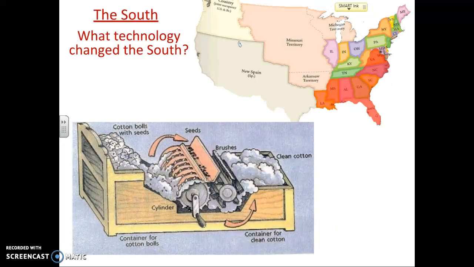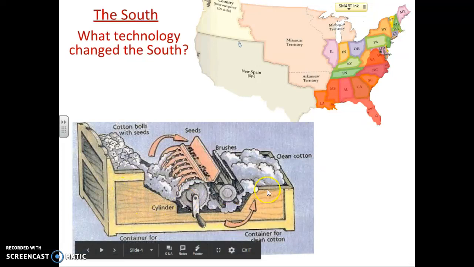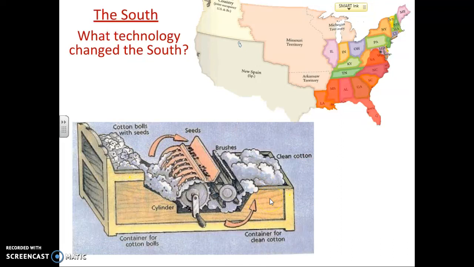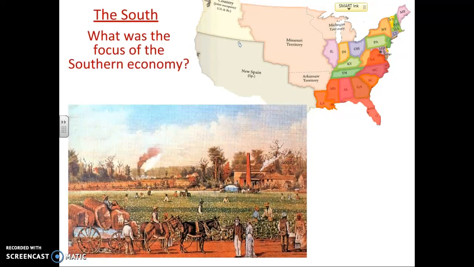So let's focus on the South first, and let's take a look at what technology changed the South. As we can see here, hopefully we know what this is. We should know this is the cotton gin. It takes the raw cotton and you crank it, and it takes the seeds and pulls them out, and you eventually have clean cotton. And what this does is allow the focus of the Southern economy to be in cotton and to really focus on growing as much cotton as possible.